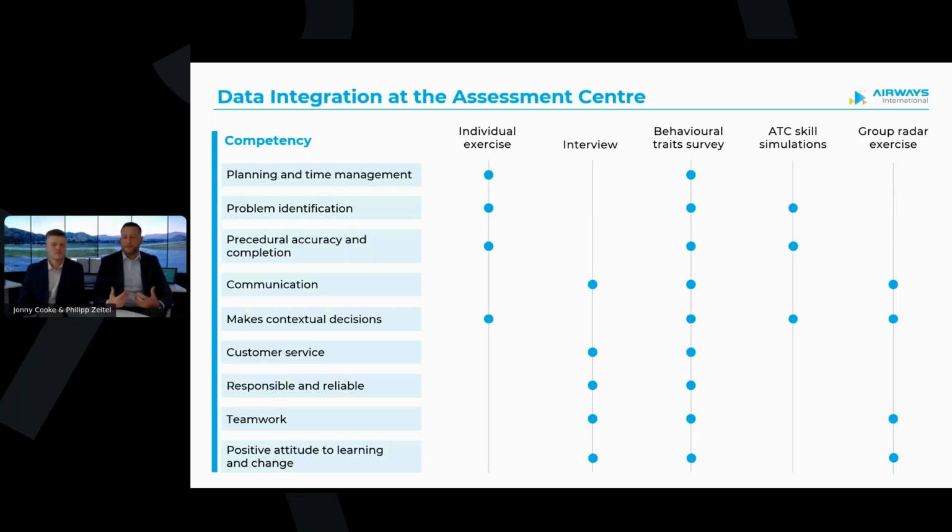The rationale behind our assessment center is to have at least 2 sources of evidence for each of these competencies. So you can see the different aspects we're running during the assessment center: our individual exercises, an interview, our behavioral trait survey, which is part of the pre-selection, our ATC skill simulations, again part of the pre-selection, and our group radar exercise. That shows you the different sources of evidence we get for each competency. What the SureSelect system does is integrate all data points gathered throughout the whole process and create, again, a form of ranking.